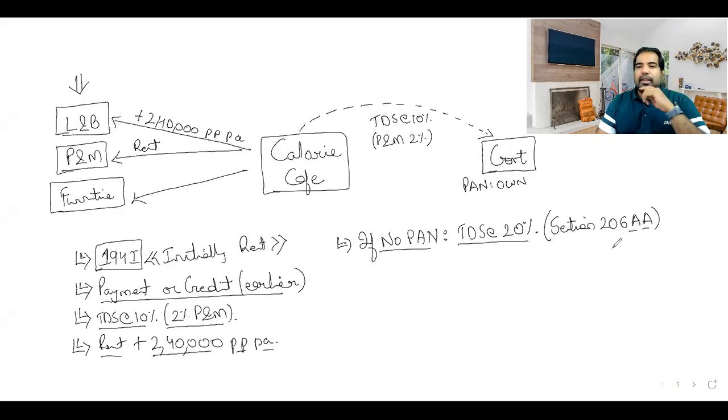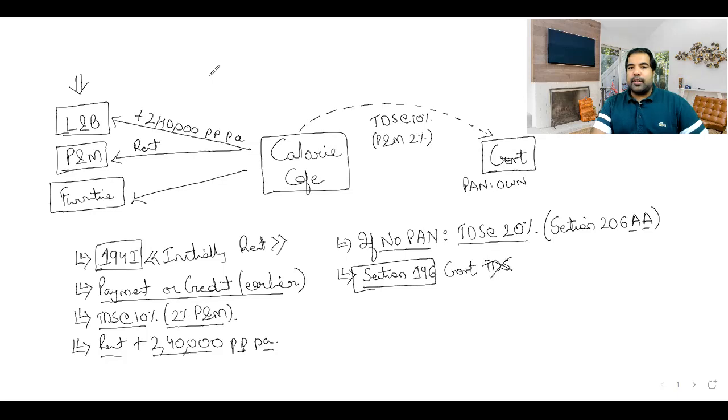As this is a very, very good question. But here, just one more thing I want to point out. If ever you are paying any amount, including rent, to the government, there is a section called section 196, which says that if you are making a payment to the government, then no TDS is to be deducted in that case.